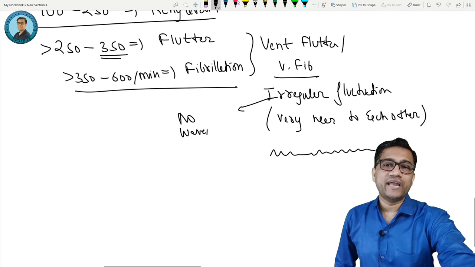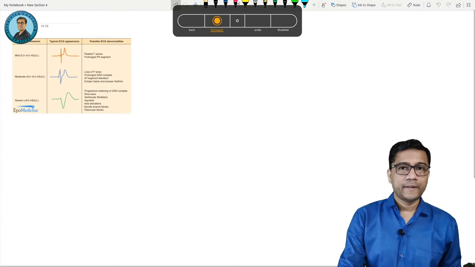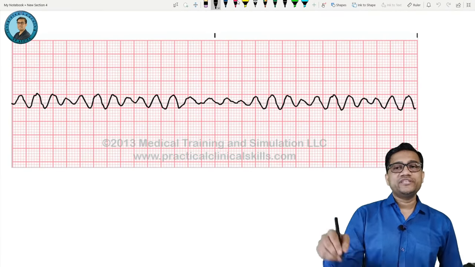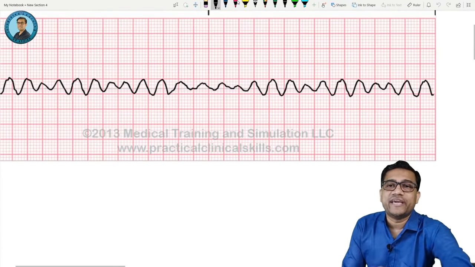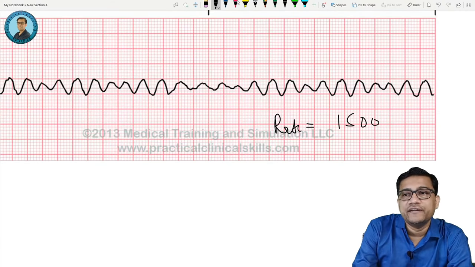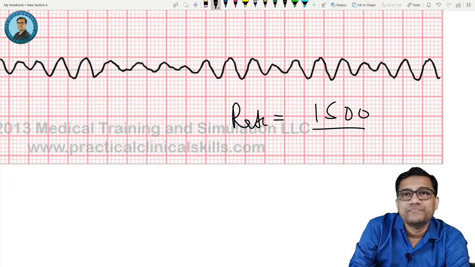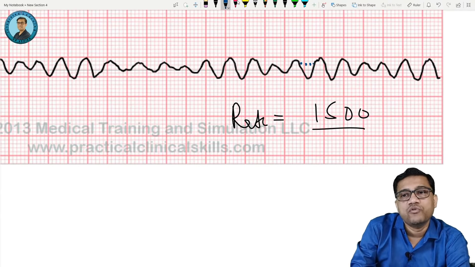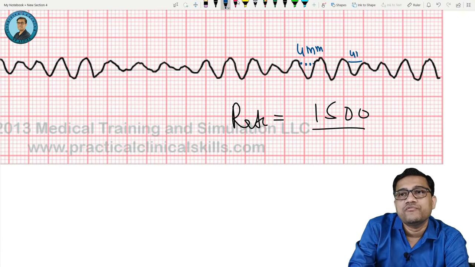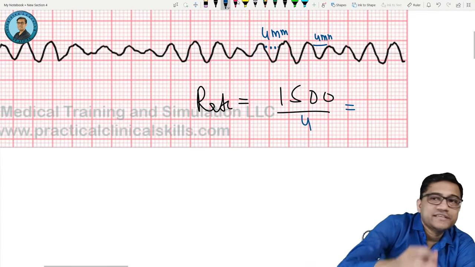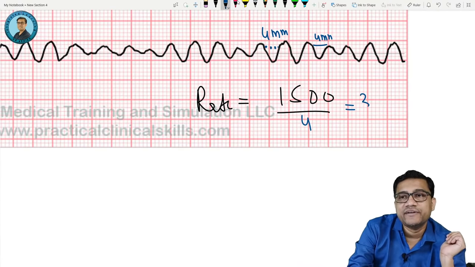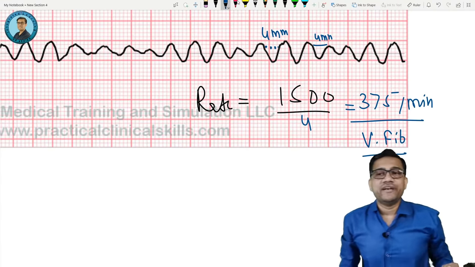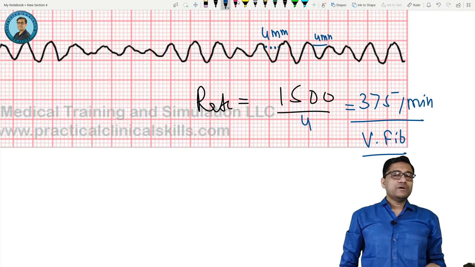And what is the calculation? Let's do this. Can you see this? No wave, only irregular activity. If you try to calculate the rate, the formula is 1500 by the difference. Let's count: 1, 2, 3, 4. So how many boxes? 4 mm. Again here also 4 mm. So 1500 by 4 is 375 per minute. I told you it is ventricular fibrillation, VFib. So you don't need to differentiate.